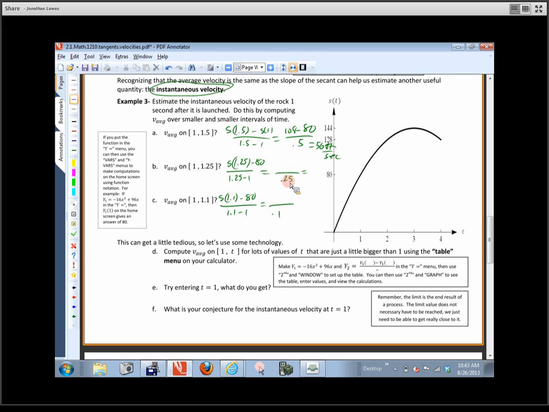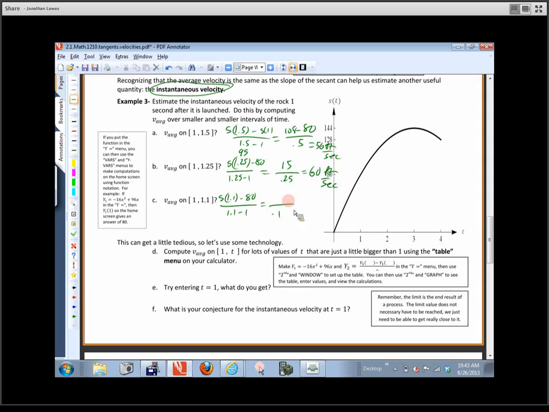I got 60. That's 15. Yeah, 15 times 4 is 60. Okay, s of 1.25 is, isn't it 95 or something? Yeah, 95. So this is going to be 15, so that's going to make this 30, right? Oh, sorry, yep. Divided by a quarter is going to make that 60. So that's 60 feet per second.